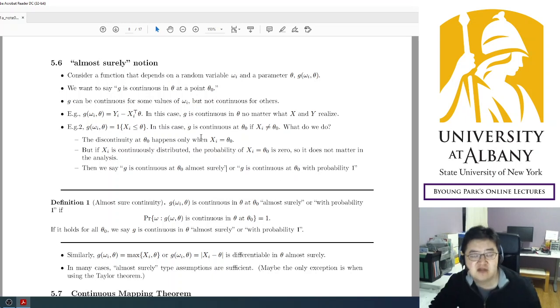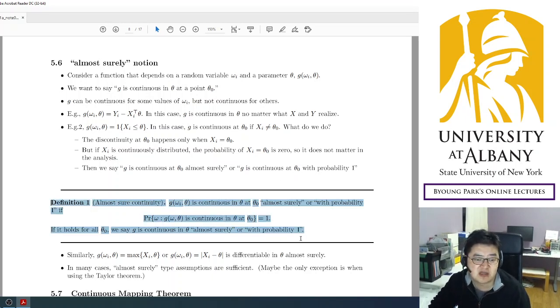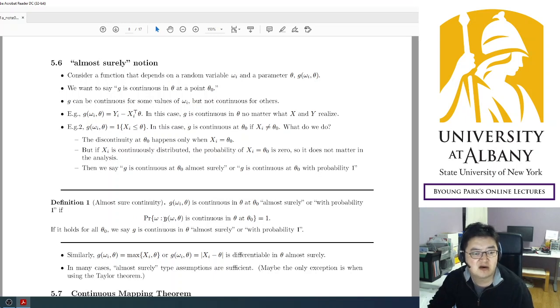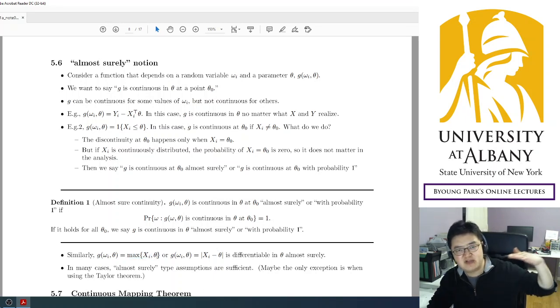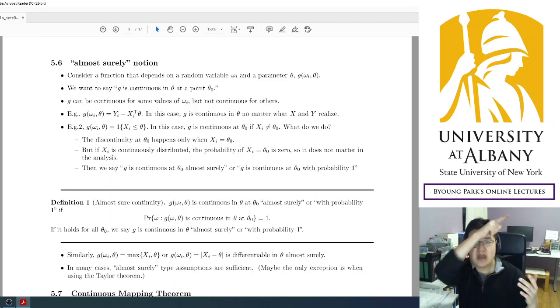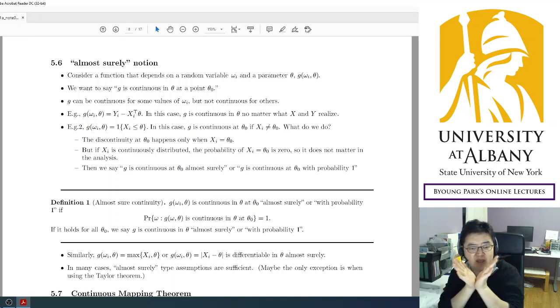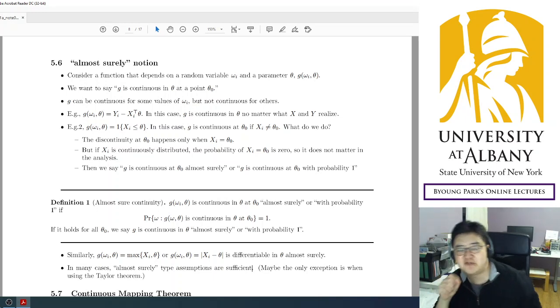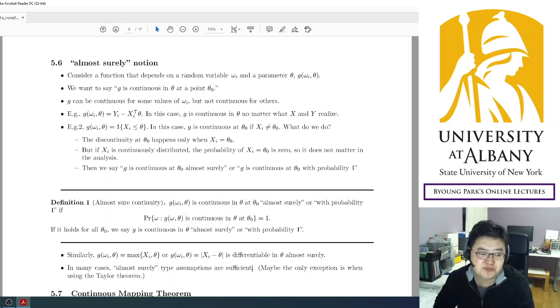And the rigorous definition goes like this: the probability that this holds is 1. Similarly, for another example, think about the max function. It is flat and then a kink, flat and then a kink. It is not differentiable at one point, and if you can ignore that probability, then it is differentiable. Similarly, the absolute value function is V-shaped, and there is one point where the function is not differentiable, which will not be a problem if that point has probability 0.